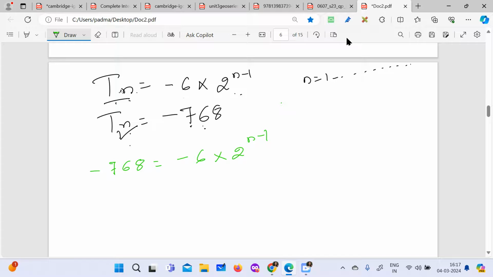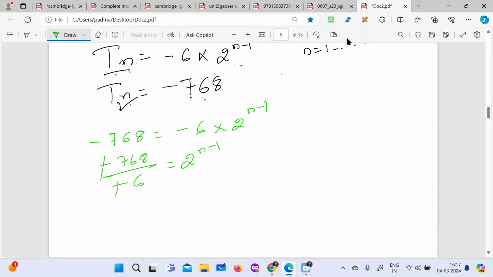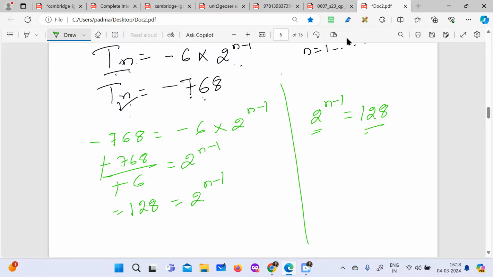Now to solve this, you bring that multiplier here and then you get it like this. Then divide 768 by 6, so you get 6 1s are 6, 6 2s are 12 and 6 8s are 48, so 128. So you get this as 2 to the power of n minus 1. Now our next step is to figure out what is the value of n. To find this value of n, since here the base is 2, I should write 128 as base 2. Did you understand?